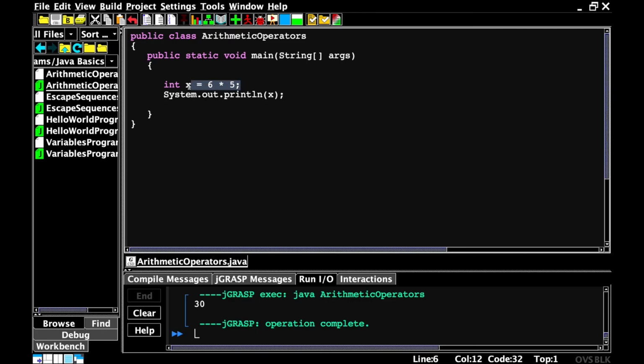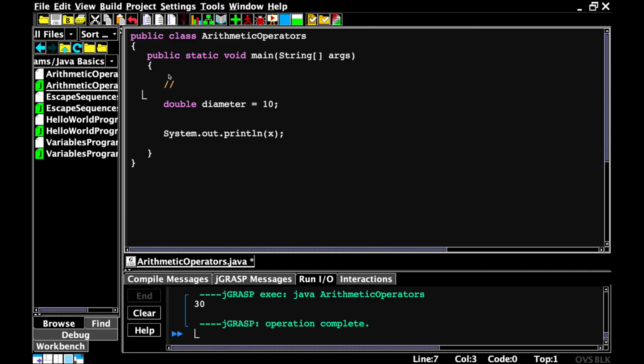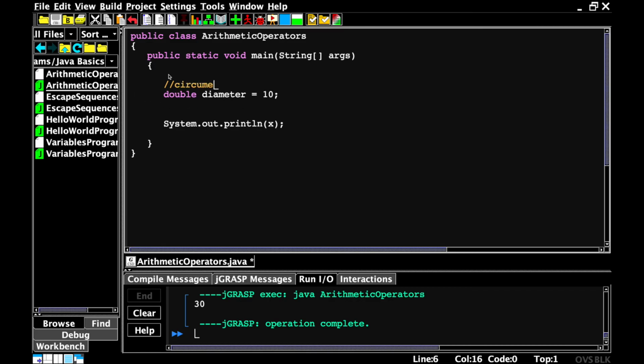Now with the double, I want to try something different. So let's say we have a diameter. So double diameter is equal to, let's say, 10. All right, let's say our diameter is 10. And the way that we can calculate the circumference, from your math class, we know that circumference is equal to pi times diameter.